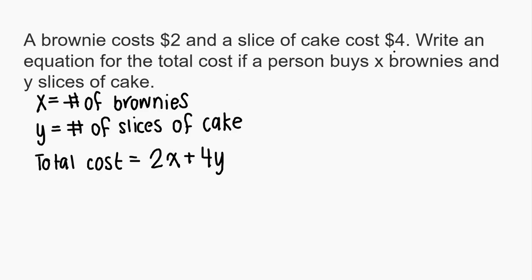And the same thing for the slice of cake. With every increased slice of cake that you have, your cost increases by $4. So the total cost is going to be 2x plus 4y, where X is the number of brownies and Y is the number of cake.